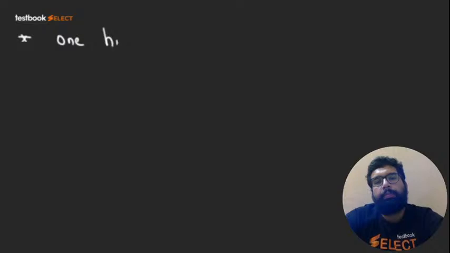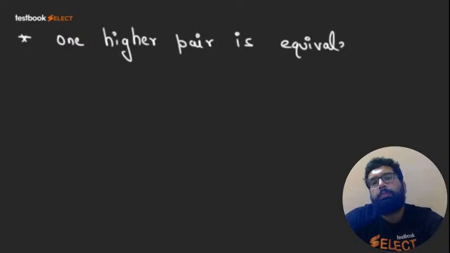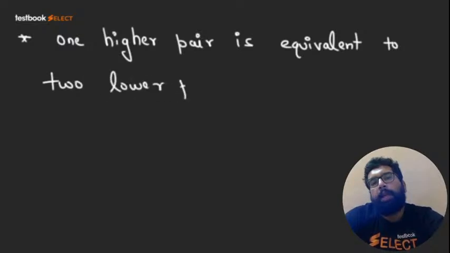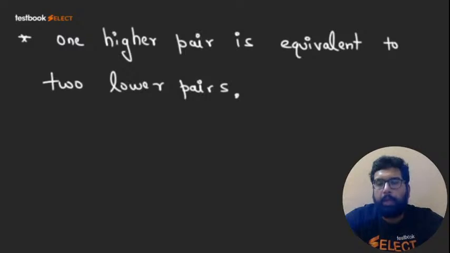Now, is it okay or not? And now I want to give you one note also here. It is common knowledge that one higher pair is equivalent to two lower pairs. One higher pair is equivalent to two lower pairs. Okay, so please remember this. एक higher pair जो होता है वो दो lower pair के बराबर होता है. Sir, we have read it. How is it possible, sir? Now I want to ask you something.